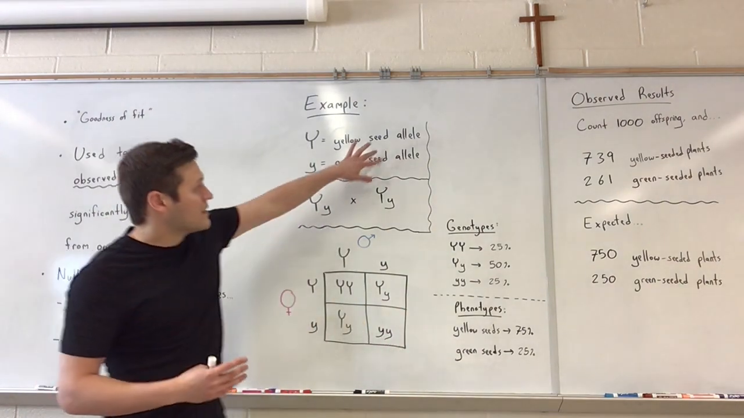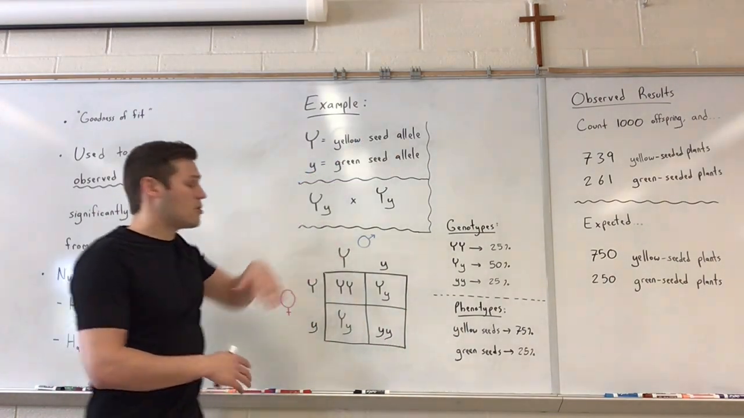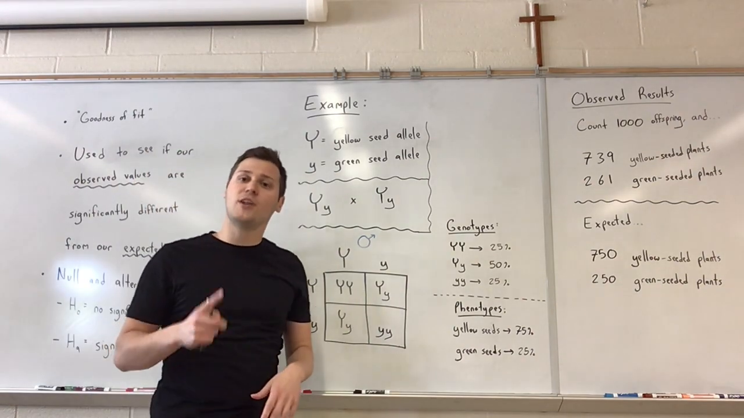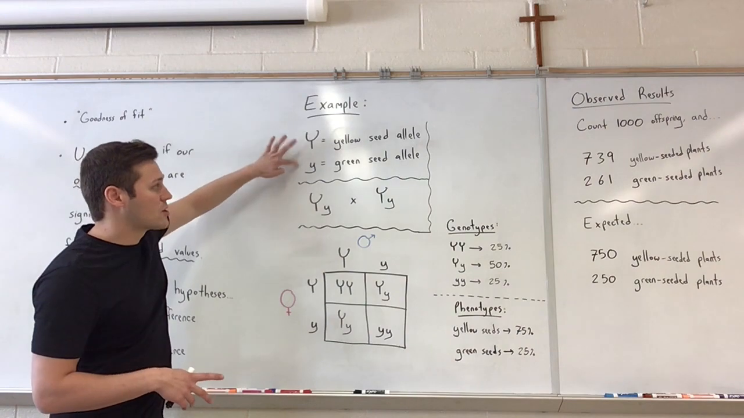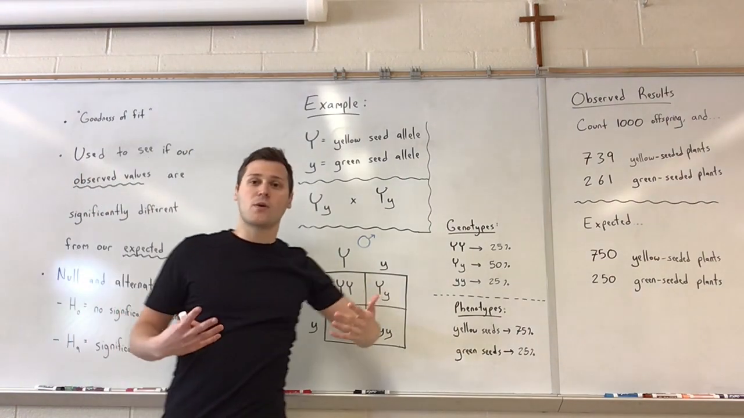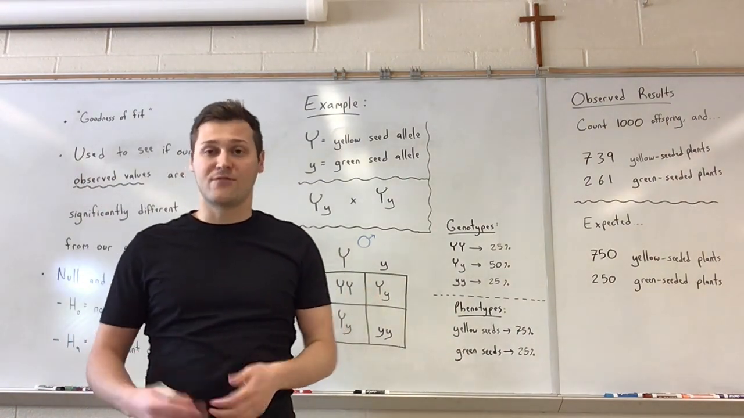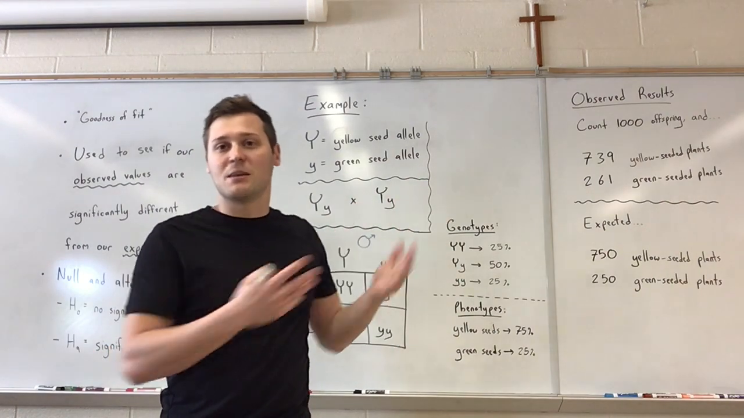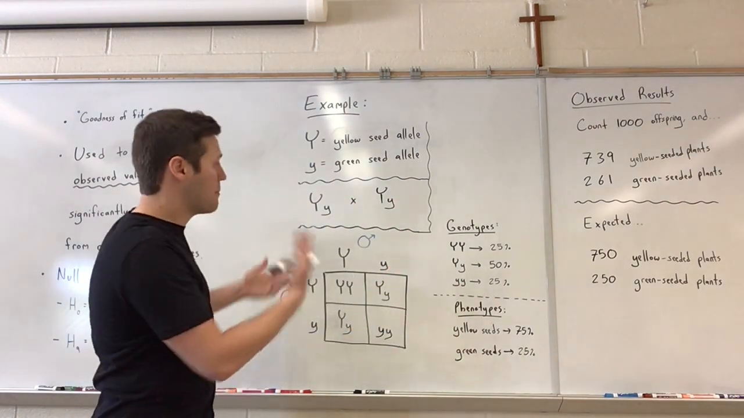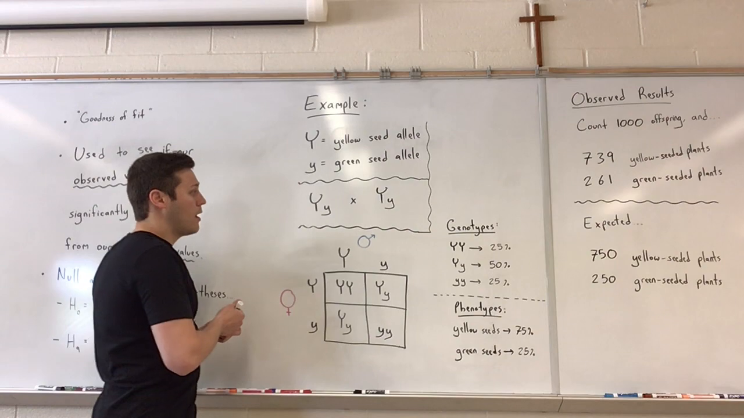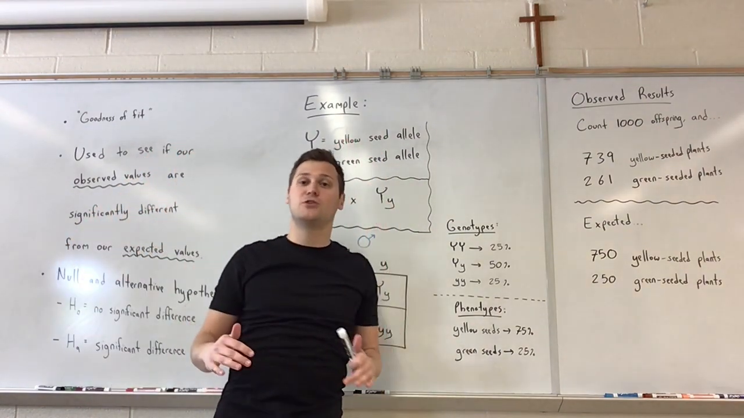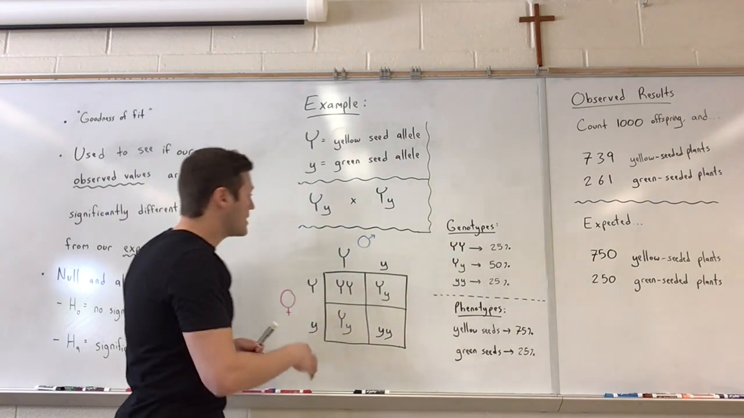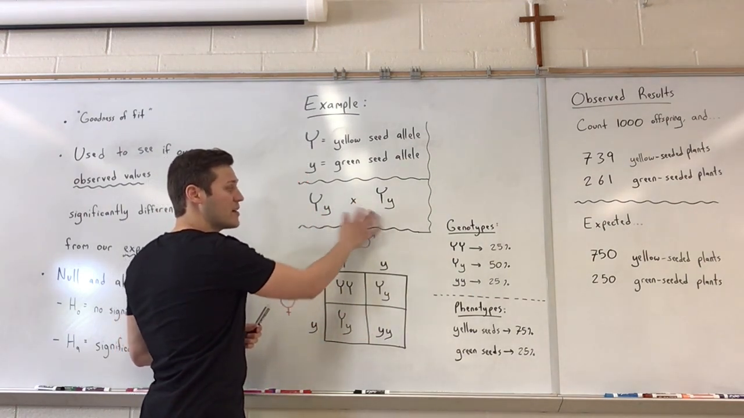And we talk about alleles being versions of a gene. So with this particular trait, there was only one gene with two different versions. There was the yellow seed allele, and there was the green seed allele. And in any organism, you have two alleles, if they're a diploid organism like the pea plants in this example.